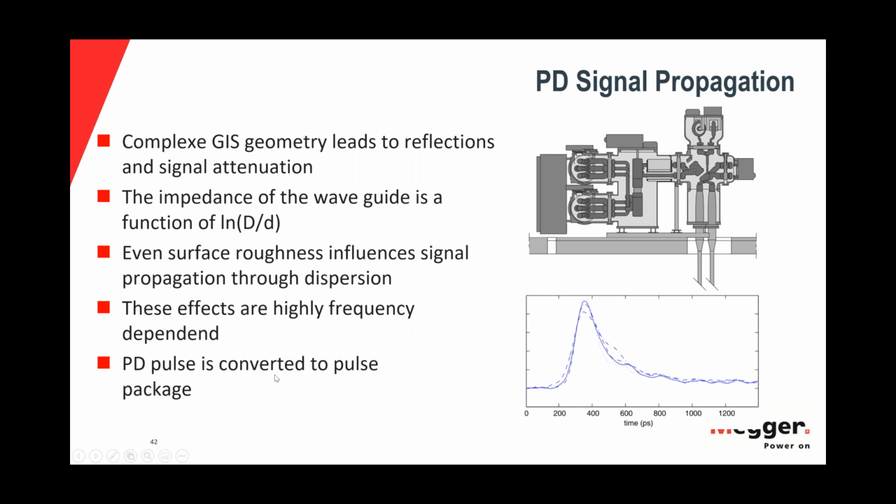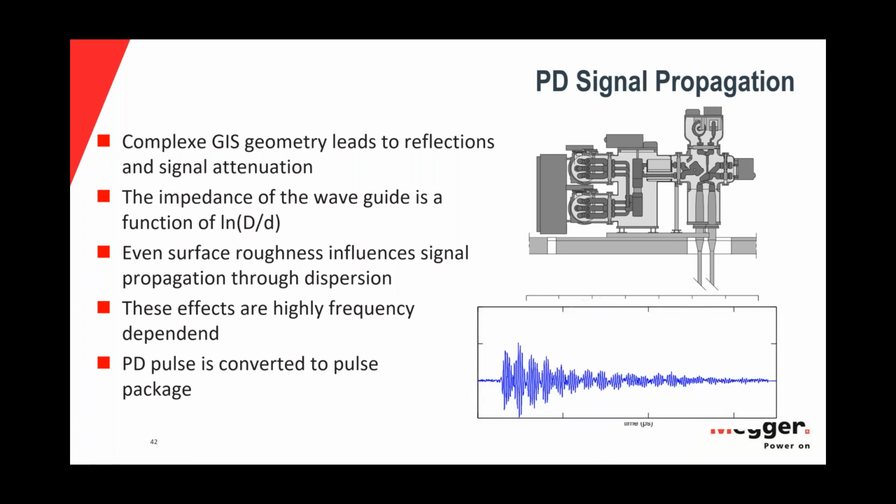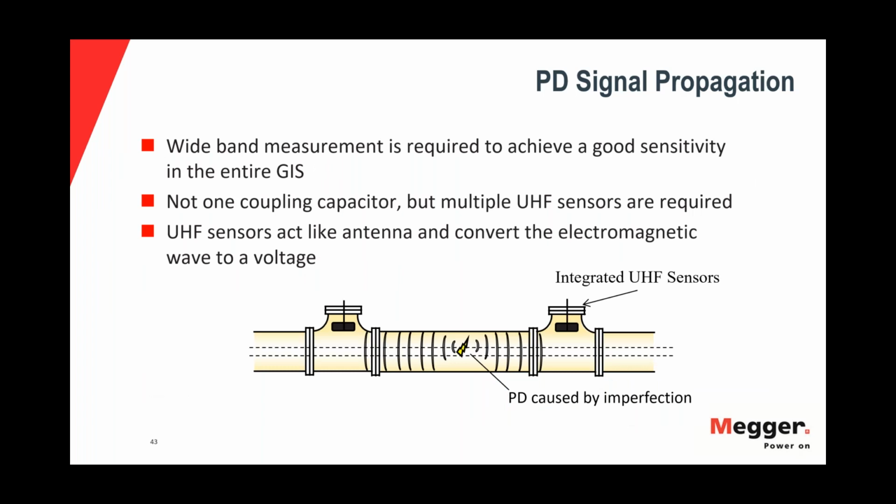The PD pulse is converted to a pulse package like that due to these reflections. So wideband measurement is required to achieve good sensitivity in the entire GIS. And since UHF sensors measure in a specific range, not the whole range, several sensors are needed to cover the whole GIS. They act like antennas to convert electromagnetic waves to voltage, then shown as dB on the equipment.